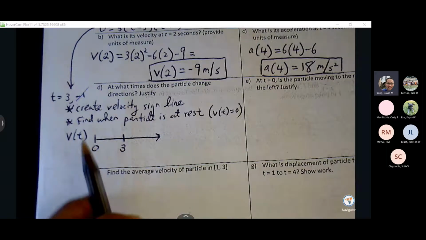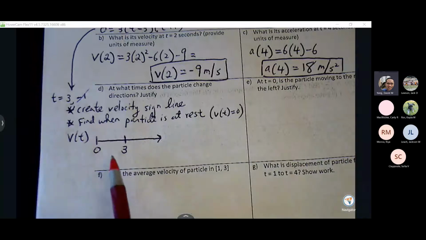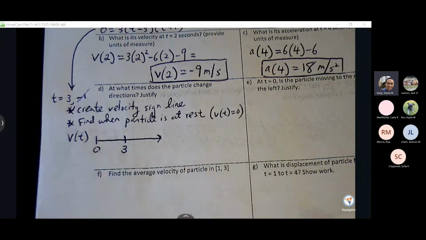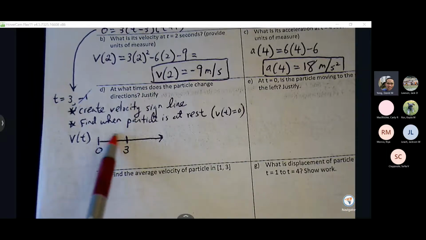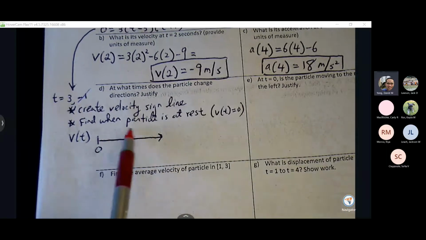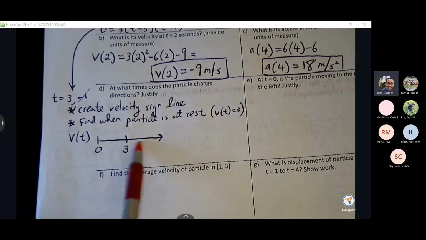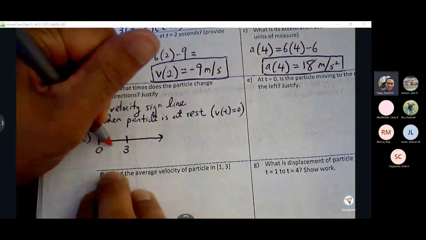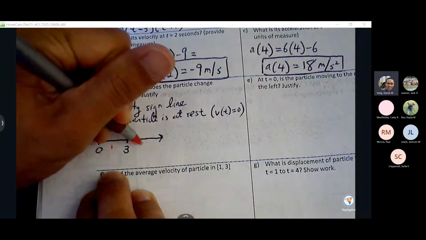Okay, we want to populate the rest of the sign line, and we want to be able to identify the direction of motion in each of those subintervals. We know that there's only going to be two directions of motion because we have two subintervals, so everything in this region will be going in the same direction. Everything in this region will be going in the same direction, either left or right. So I can choose test points.